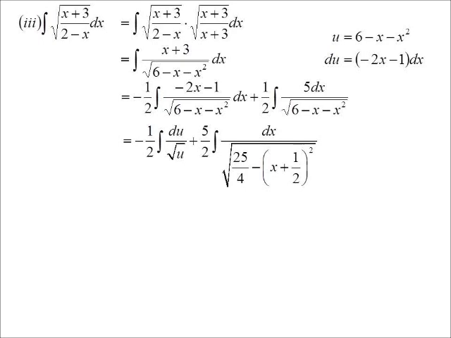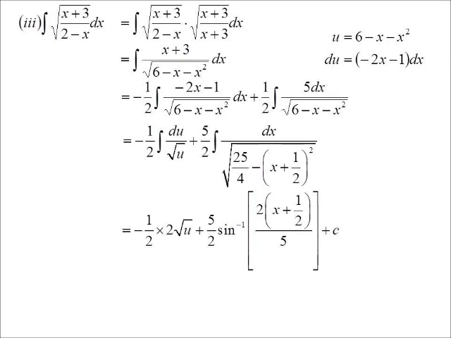And we'll have a half squared. So half squared is a quarter, but it's negative a half. I want to get to 6, so I have to add 25 on 4. So a in this case is 5 on 2. It's in the form of the square root of a squared minus x squared, which is inverse sine. It'll be an inverse sine.